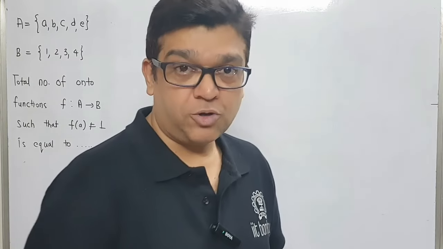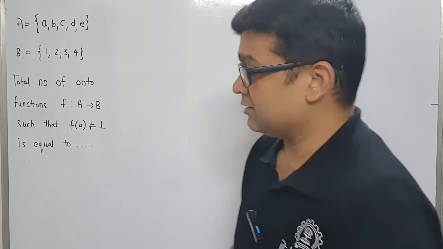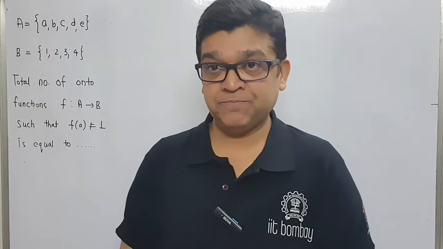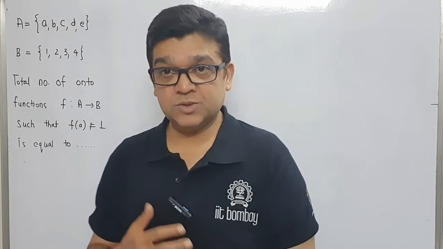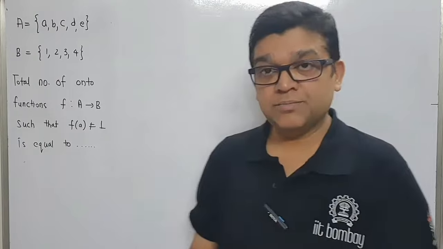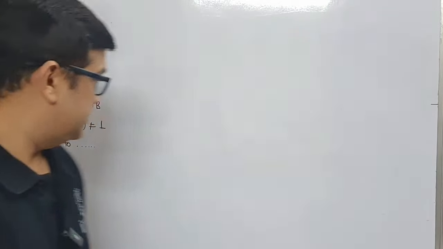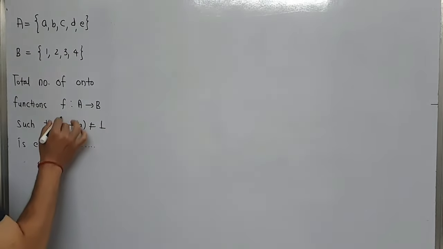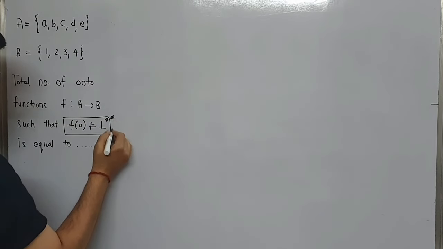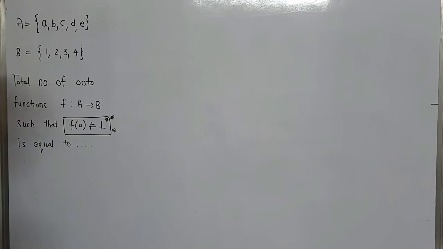The conceptual problem number 3 on differential calculus. A set is given, A having elements a, b, c, d, e. Another set is B having elements 1, 2, 3, 4. We are asked to find the total number of onto functions defined from set A to B such that an important condition f(a) is not equal to 1. So how many onto functions are possible?